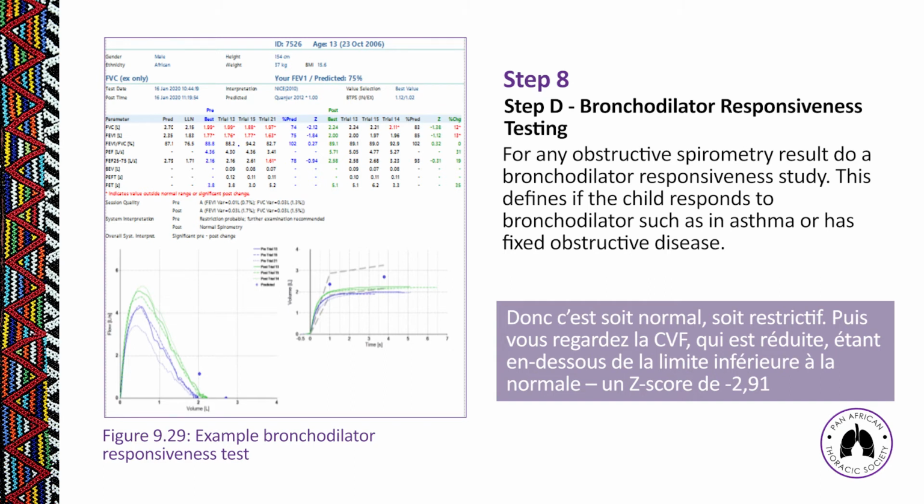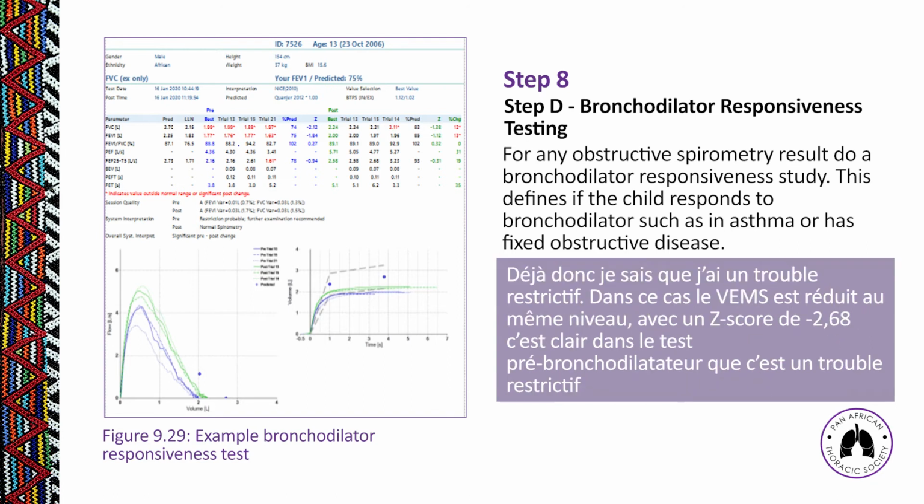Then you look at the FVC, and that is reduced. It's below the lower level of normal, minus 2.91 Z-scores. So therefore, I already know that I have a restrictive impairment. In this instance, the FEV1 is also decreased to the same level to a z-score of minus 2.68. This is clearly in the pre-bronchodilator test a restrictive impairment.